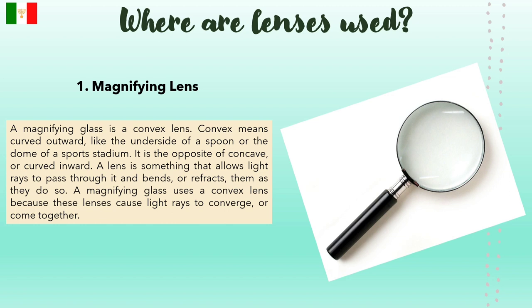Where are lenses used? Number 1. Magnifying lens. A magnifying glass is a convex lens. Convex means curved outward, like the underside of a spoon or the dome of a sports stadium. It is the opposite of concave or curved inward. A lens is something that allows light rays to pass through it and bends or refracts them as they do so. A magnifying glass uses a convex lens because these lenses cause light rays to converge or come together.